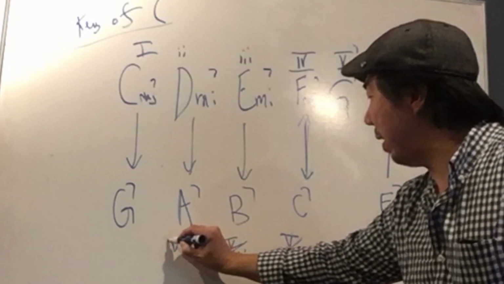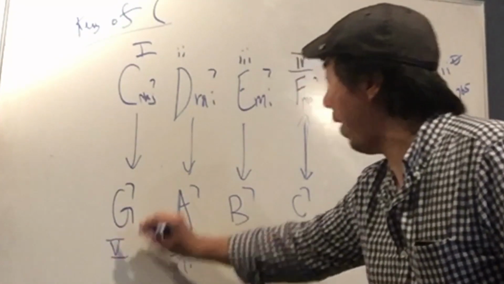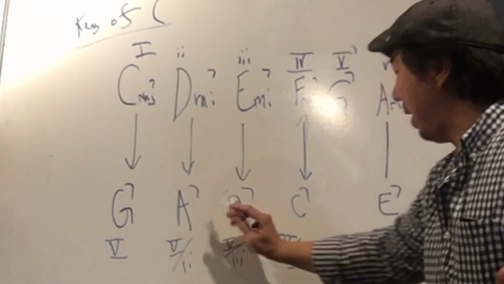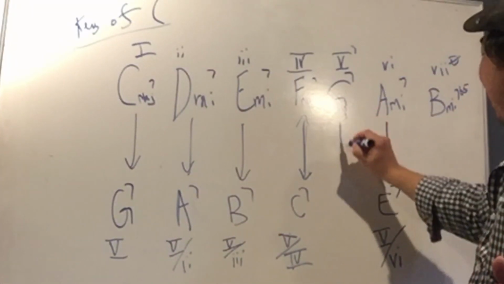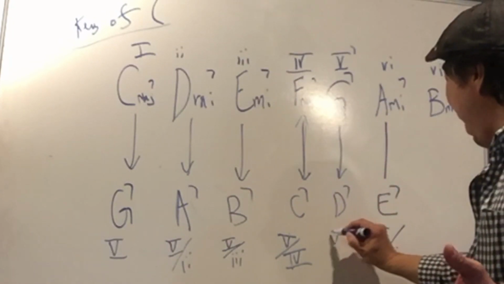This is the 5 of the 2. This is the real 5. That's just the 5 of the 1. So it's just a 5. A lot of people put 5-7. I'm just putting 5. And then G7, what's the 5th of G? D. Good, so that's now the 5 of the 5.